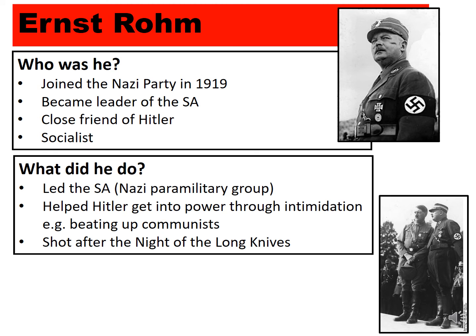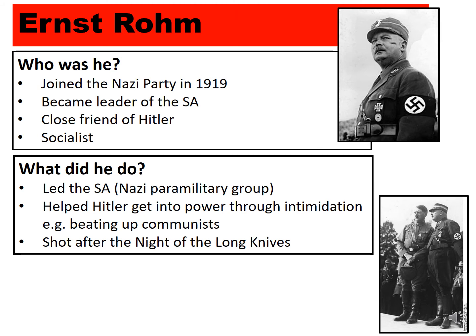What did he do? As leader of the SA, he helped get Hitler into power, mainly through intimidation. So the SA would go around beating up communists, who were their greatest rivals, kind of pushing people into voting for Hitler and doing Hitler's bidding. So they had a big role to play during the Munich Putsch in 1923.